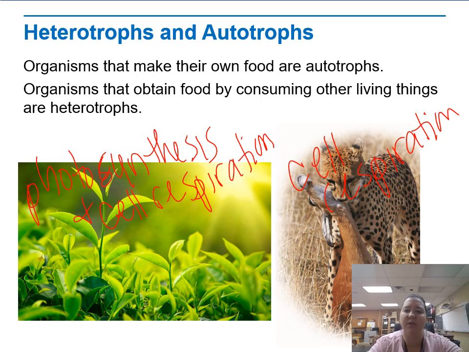So the next couple of lectures are going to focus on exactly how photosynthesis makes glucose and sugars and carbohydrates, and how heterotrophs and plants do cell respiration as well, how they use that glucose to make ATP through cell respiration.